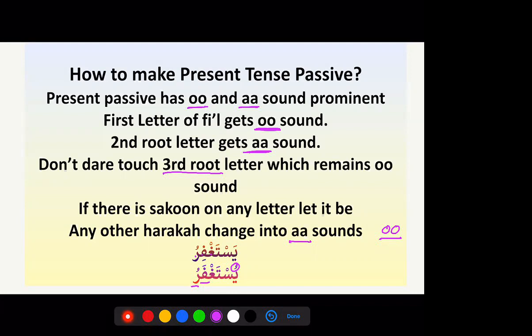Yustaghfaru. So yastaghfiru means he asks forgiveness. And yustaghfaru, we can say forgiveness was asked. Forgiveness is, sorry, not all, is asked. So this is how kind of we are going to translate. So now let's see more.